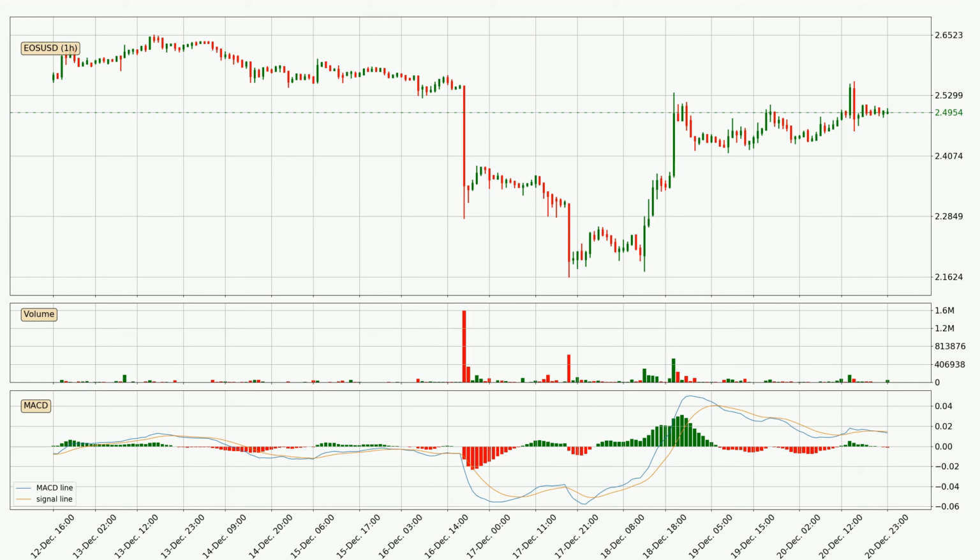When we now look at the current hourly MACD, the trend is currently going down because the MACD line is below the signal line. The MACD histogram shows that the momentum is currently strong and it could be expected the price to go further to the downside.